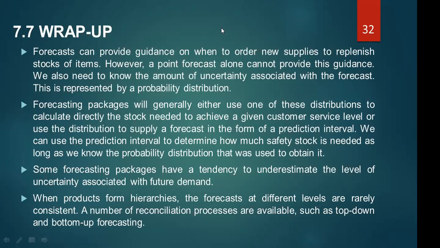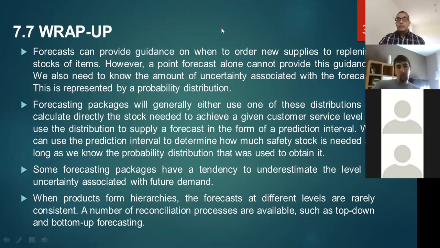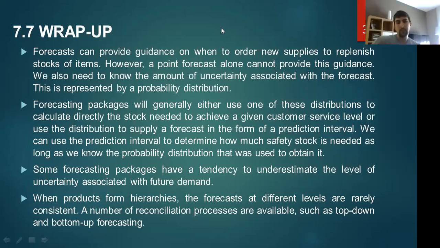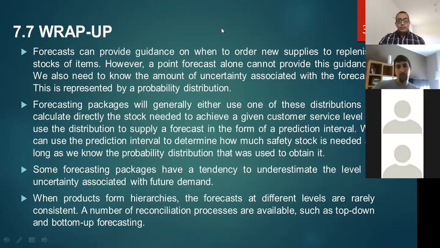Different software and forecasting packages use different approaches to provide end users with these kinds of intervals. Sometimes software will only provide you the answer: your safety stock should be this or that amount, based on the service level you require. An important thing to notice is that a lot of forecasting software, not just some, has a tendency to underestimate the level of uncertainty. So practitioners should be very careful about that and always double check what the software is providing them as safety stock.